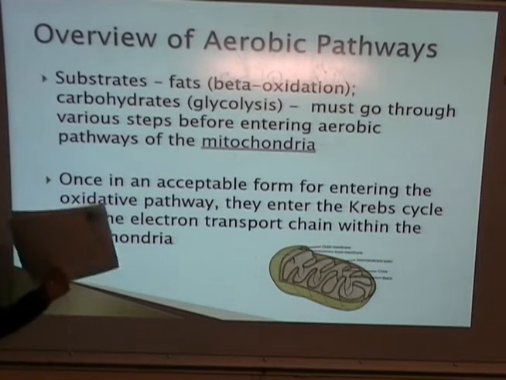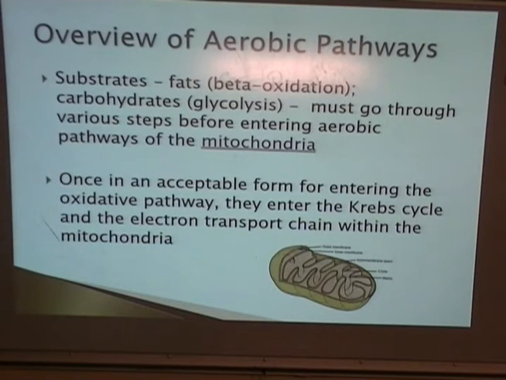So aerobic metabolism has two components to it, unlike the anaerobic systems that have really one part. The aerobic metabolism, part 1 is Krebs cycle. Part 2 is the electron transport chain. Okay.